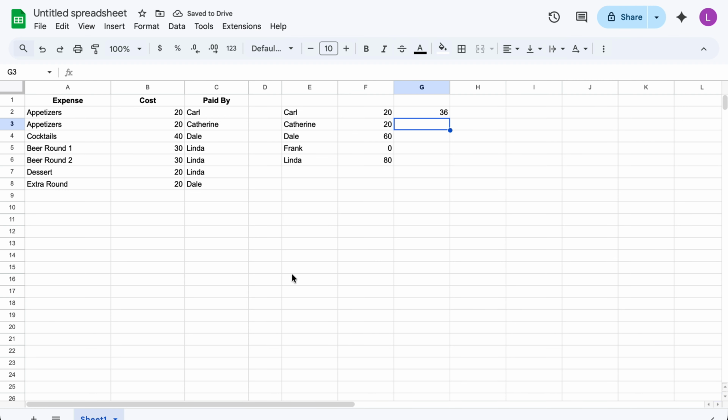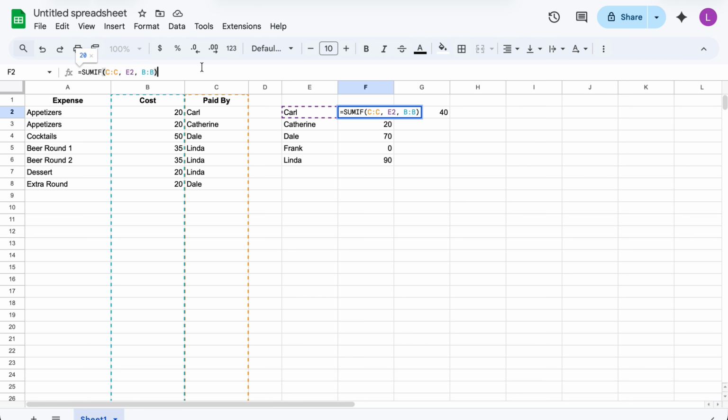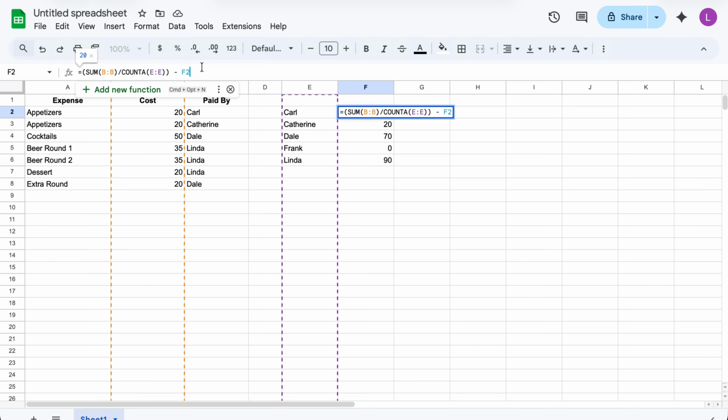Step 4. Calculate who owes what. Now we subtract what they already paid from the average. Use this formula, where F2 is the amount they already paid. Copy this down. Now we see Carl needs to pay $20. Catherine needs to pay $20 and so on.